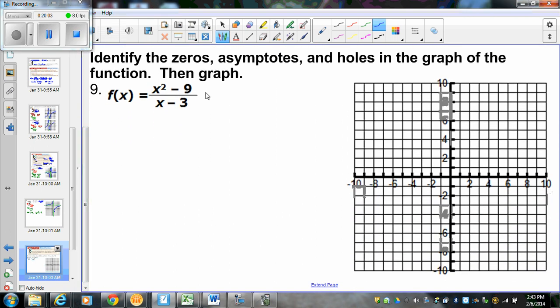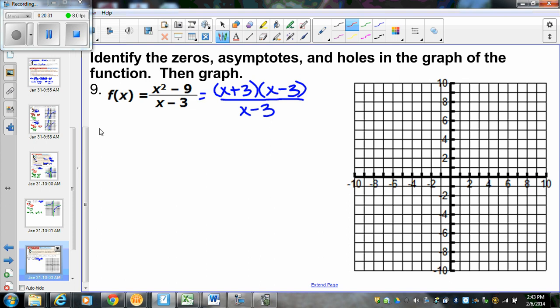So for number 9 here, we're going to find the zeros, the asymptotes, and the holes for this function, and then we're going to graph it. I'm going to start by factoring. That's what I will always do in every single one of these graphing problems. When you factor this, you're going to notice that x minus 3 is a factor in the numerator and the denominator. So that is not a zero, that is not an asymptote, that's going to create a hole. We'll get to that in just a minute.